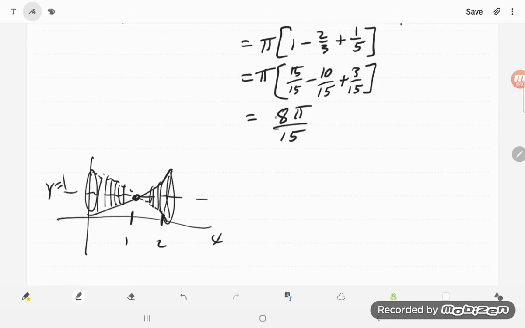And now, though, you see my radius is going to be a little bit different on each side. So over here, well, we already did that. That's 1 minus x squared.